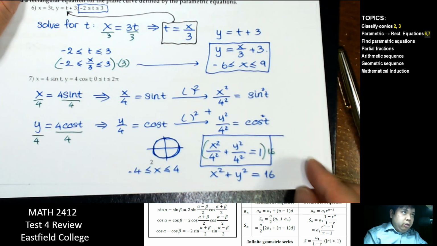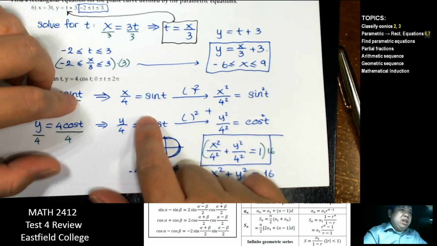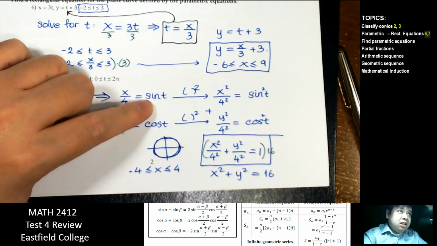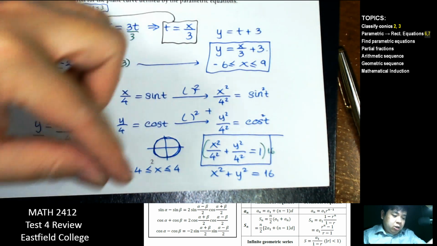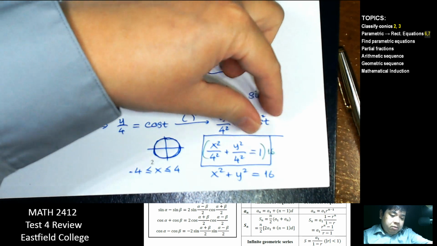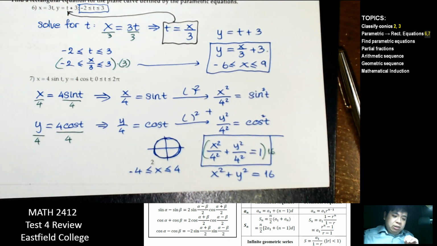Right, so usually when we have sine, cosine, the best way to eliminate the parameter t is to somehow get the sine and cosine by themselves, square them, and add them. We eliminate the t. That way will be the most efficient.